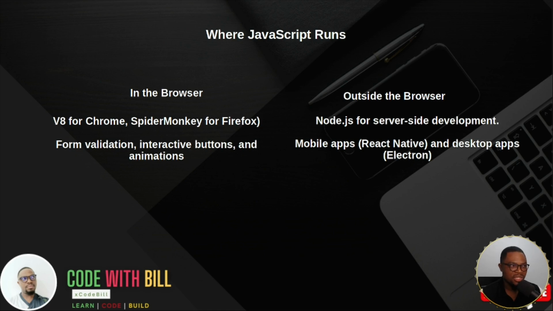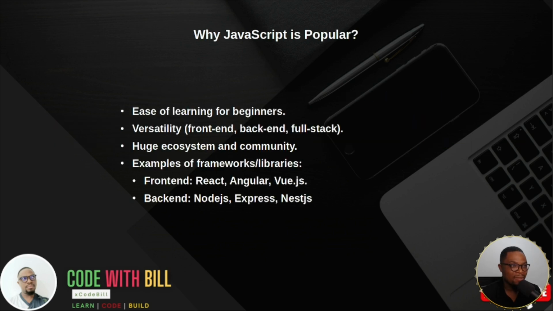In the browser, JavaScript is used for things like form validation, interacting with buttons, or just creating animations. Outside of the browser, we have things like Node.js for server-side development, and for mobile apps, we have things like React Native, and Electron for desktop applications.